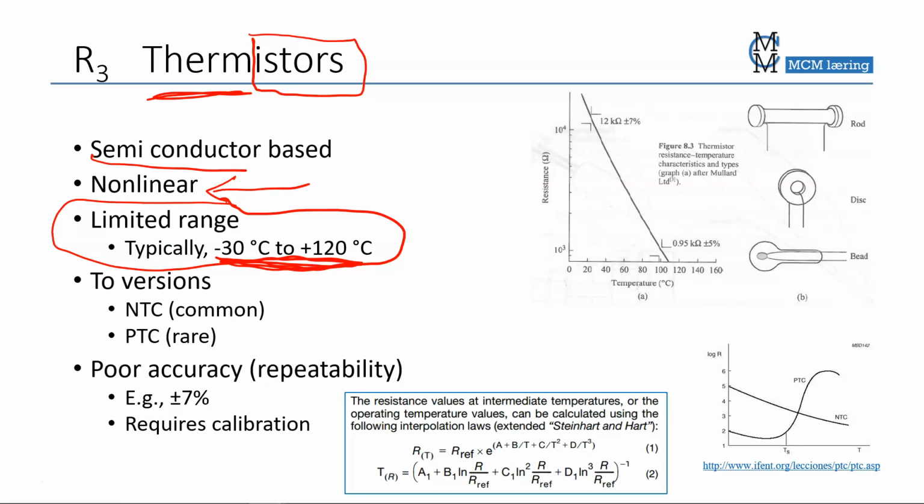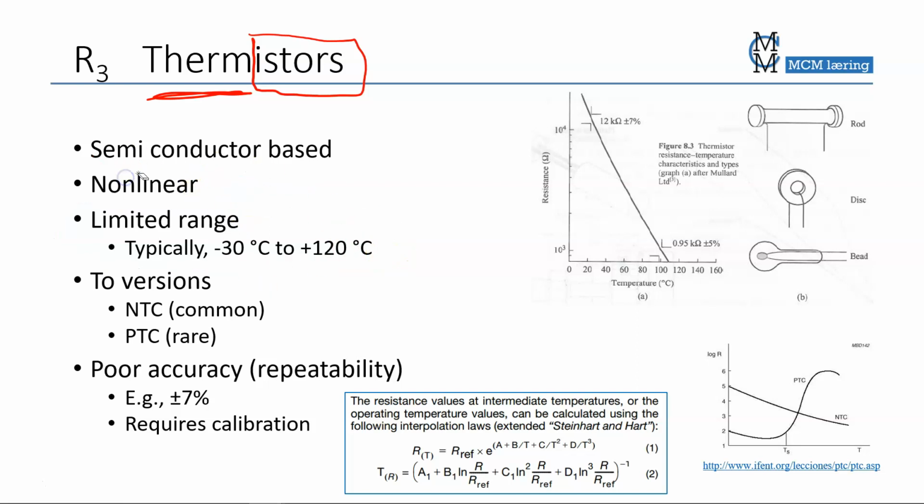There are two versions, the NTC and the PTC, where the NTC has a negative temperature coefficient, and it's shown here. The resistance drops as a function of temperature. Note that the PT100 has a rather linear rise in resistance as the temperature goes up. That was the PT100. But for the NTC, the resistance drops with an increase in temperature.